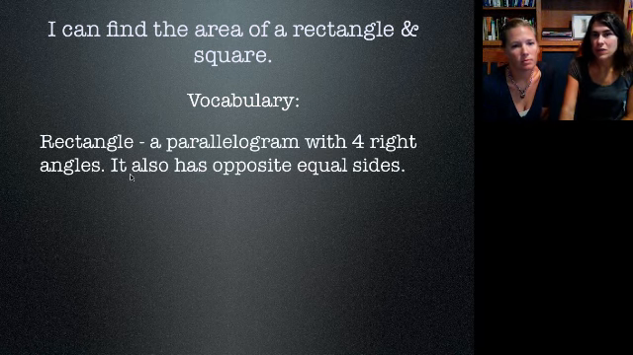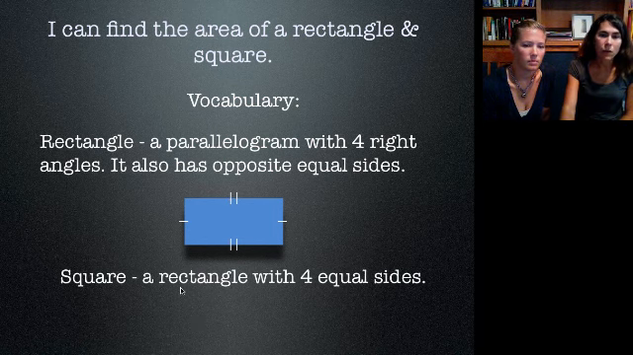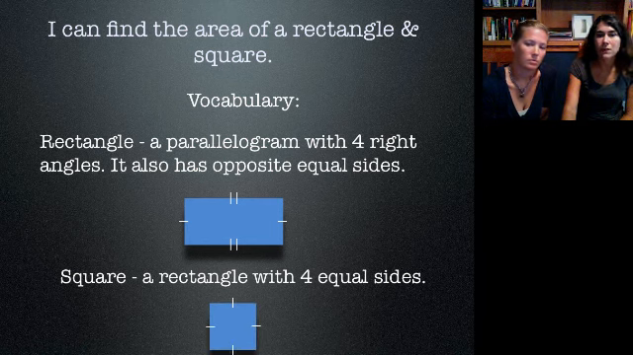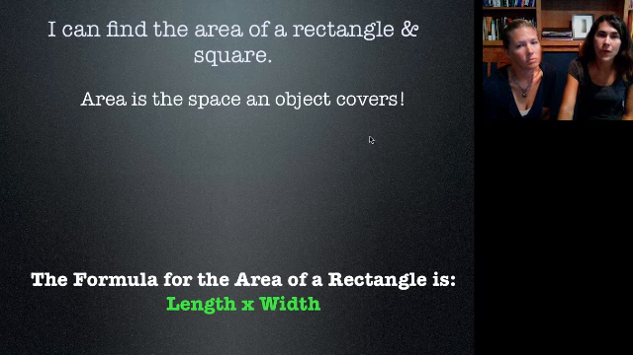Vocabulary, again, we're just looking here. A rectangle is a parallelogram with 4 right angles. It also has opposite equal sides. Here's a nice picture to represent that. And here's a square, a rectangle with 4 equal sides. And once again, this is review, so you don't have to write these down unless you find that really helpful. This is the vocabulary that we do want you to write down, though.